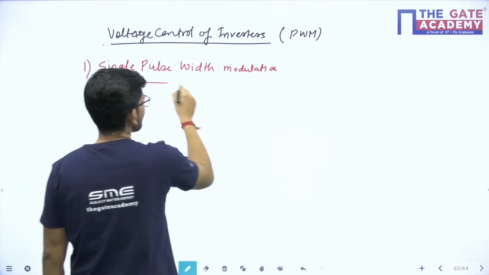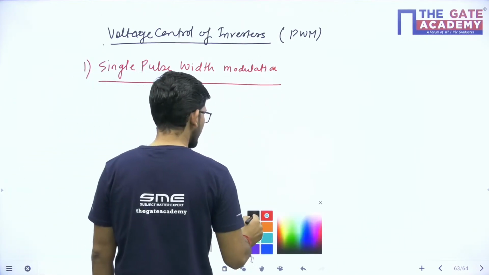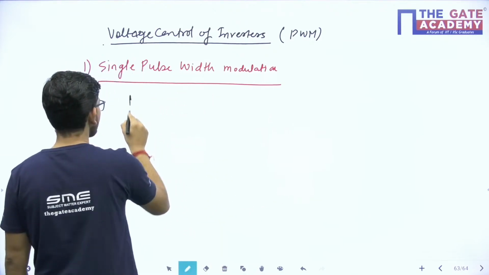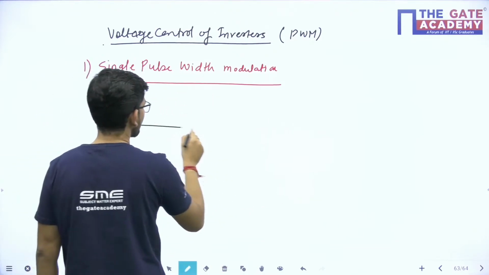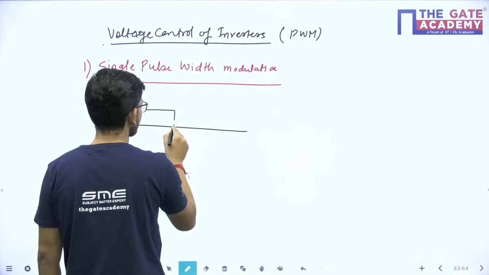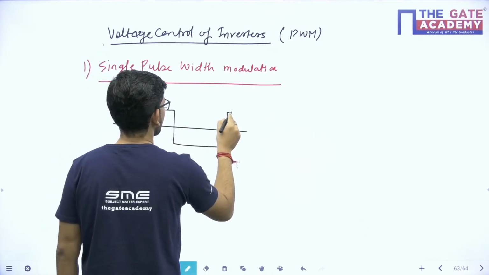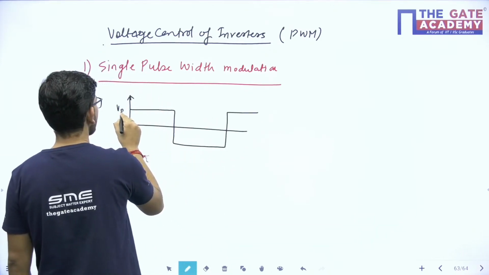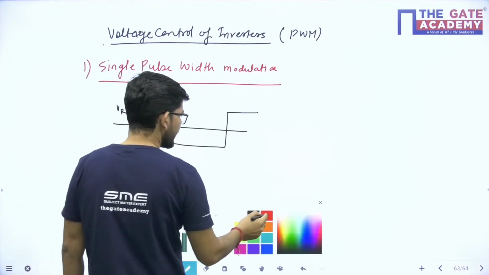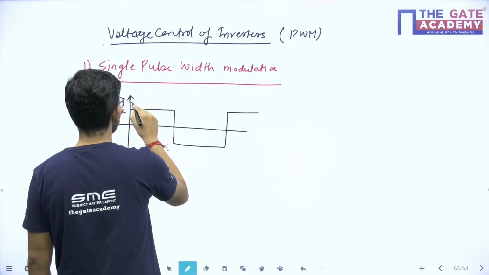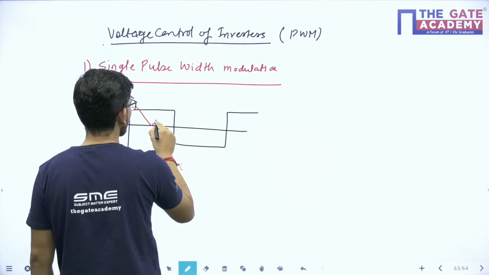So in single pulse width modulation, what do we have? In single pulse width modulation, I am having, this is my reference voltage VR, and I am having my control voltage which is equals to this much.